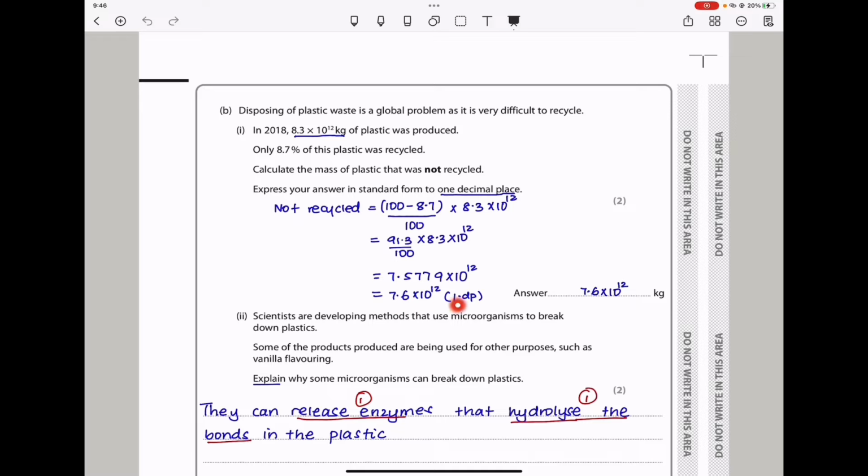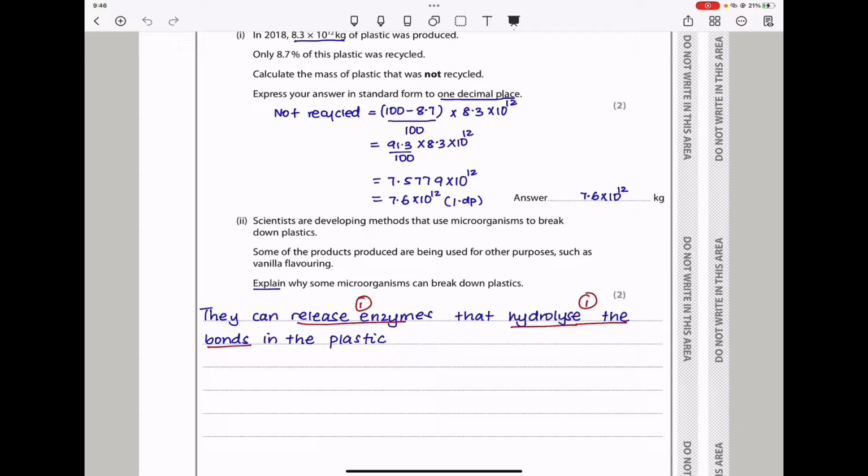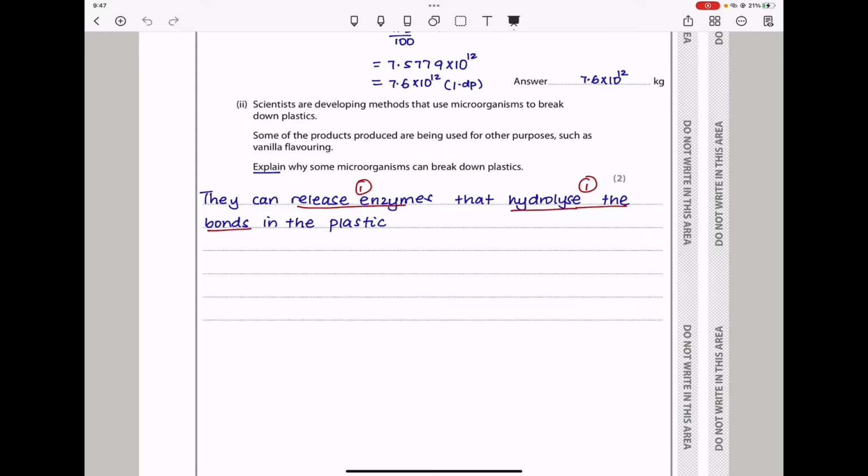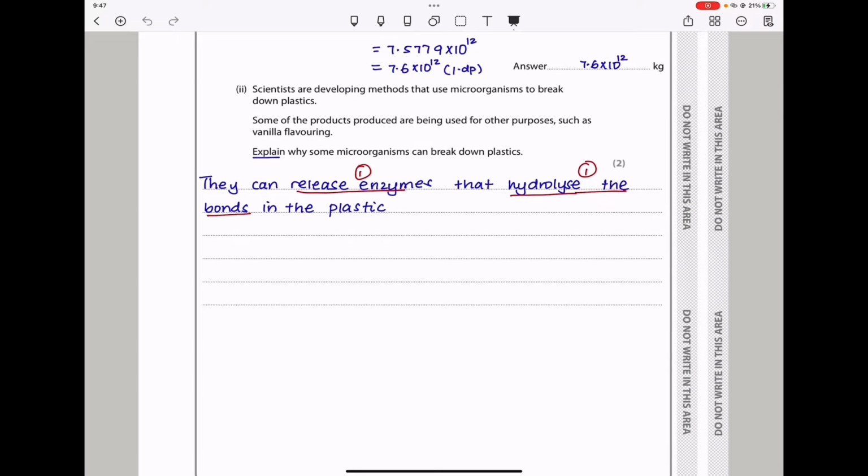This is to one decimal place and in standard form. The next part says, scientists are developing methods that use microorganisms to break down plastic. Some of the products produced are being used for other purposes, such as vanilla flavoring. Explain why some microorganisms can break down plastic. Breaking down plastic requires enzymes, so these microorganisms release enzymes that hydrolyze the bonds in the plastic in order to break it down. Moving on.